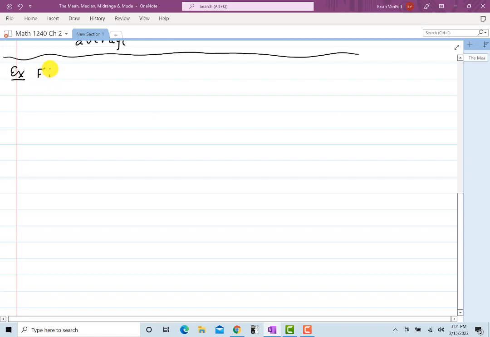Find the mean of -3, 0, 28, 5, 0, -10, and 17. First, we make note that there's 1, 2, 3, 4, 5, 6, 7 numbers. So my lowercase n is equal to 7.